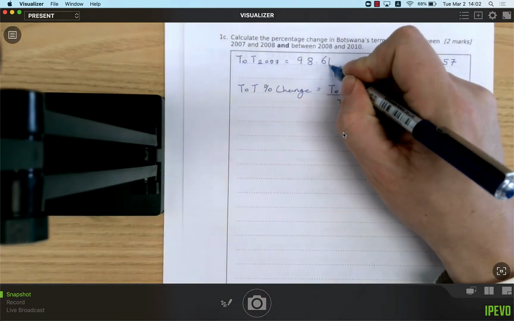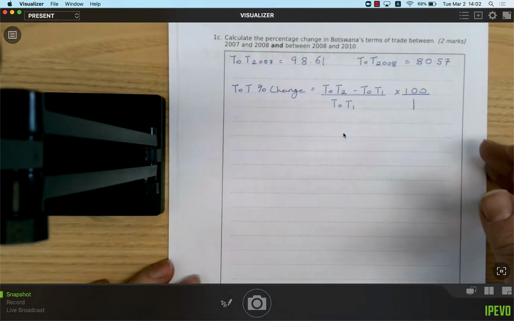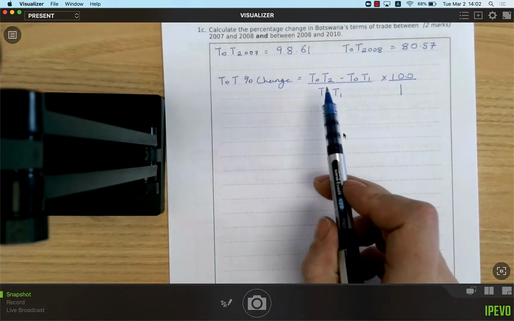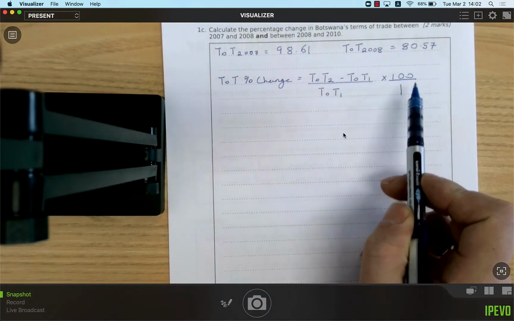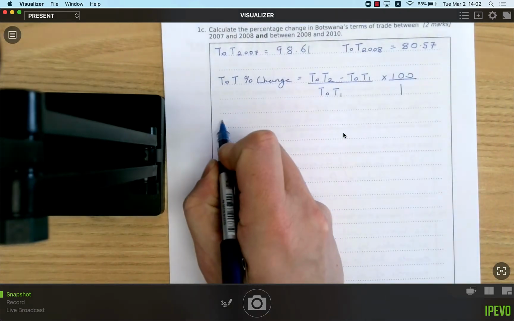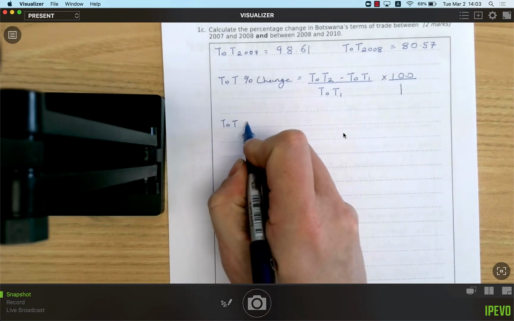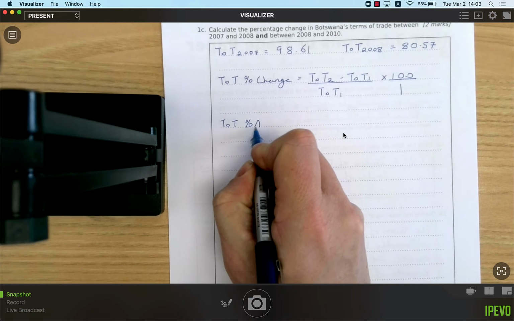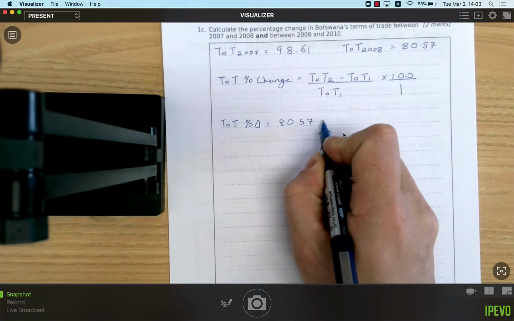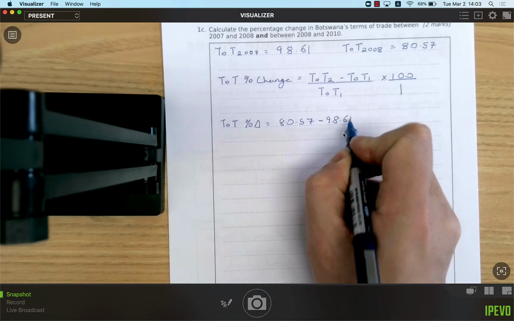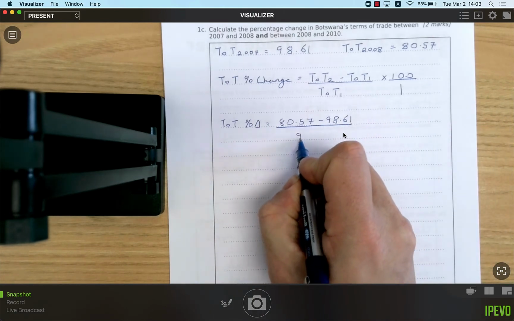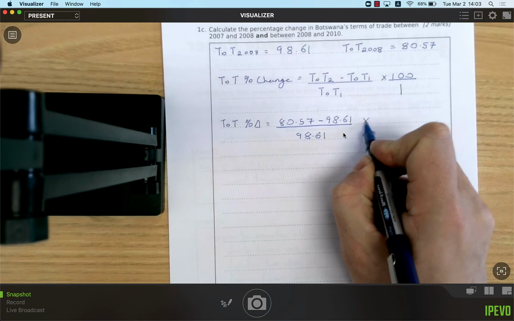Now we've got the percentage change in any value, just to be clear, it doesn't have to be terms of trade, it is the second value minus the first over the first multiplied by 100 over 1. Well, the second value is 80.57, so I'm just going to go terms of trade percentage change equals 80.57 minus 98.61, all of that divided by the first number, which is 98.61, and that's multiplied by 100 over 1.